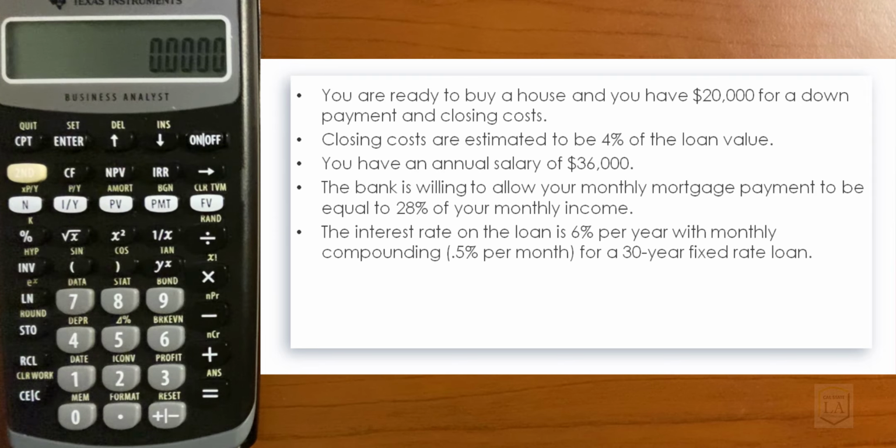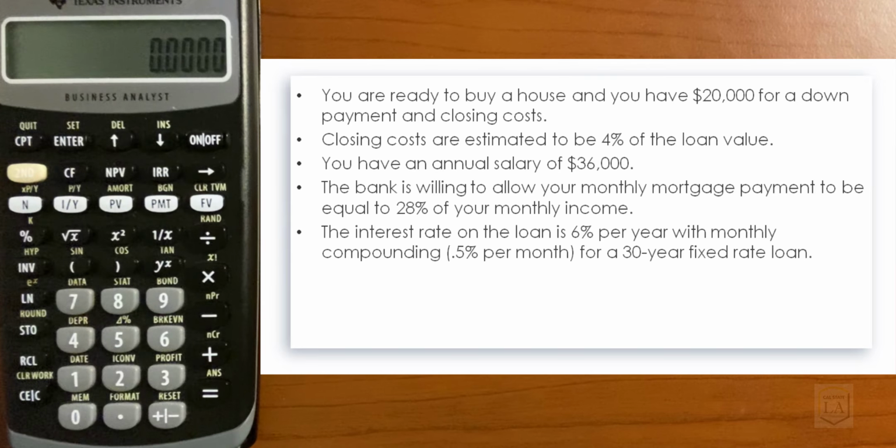So you don't know what the loan value is yet, but whatever that amount is, you will have to multiply that by 4% to compute the closing costs. Your annual salary is $36,000, and there's always this DTI rate, which is debt to income. The bank will only allow you to pay a mortgage payment up to 28% of your monthly income. So your DTI is about 28.